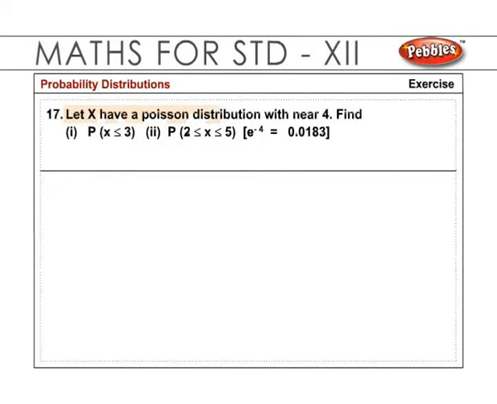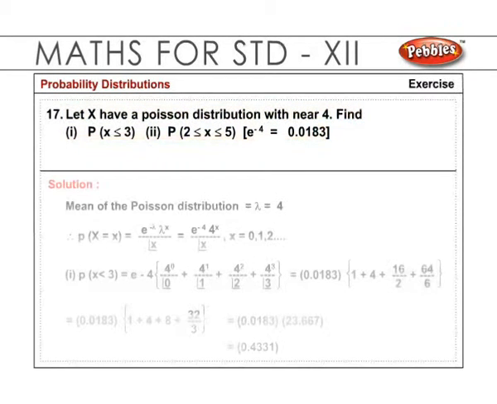Let x have Poisson distribution with mean 4. Find P(x ≤ 3). P(2 ≤ x ≤ 5). e^(−4) is equal to 0.0183.